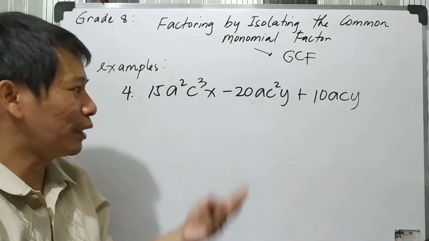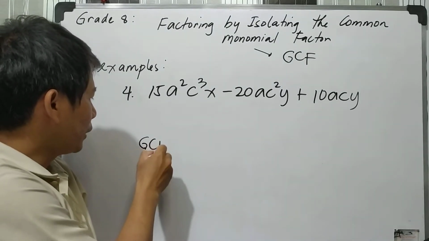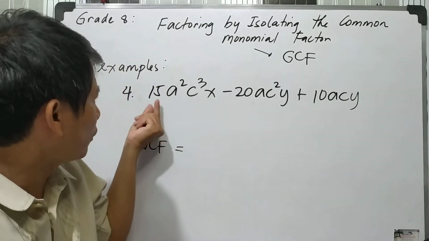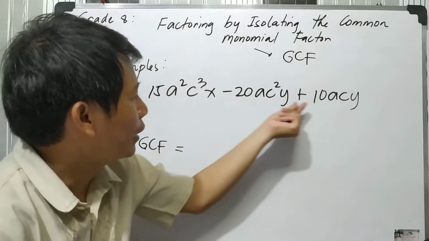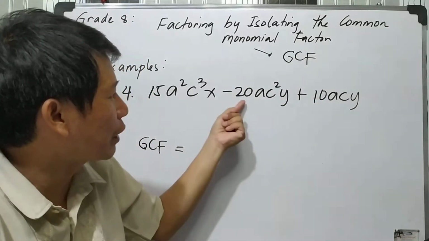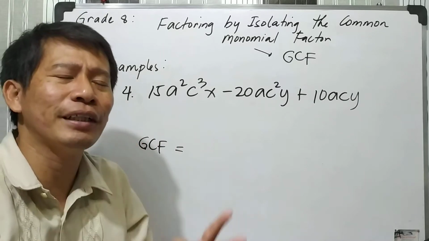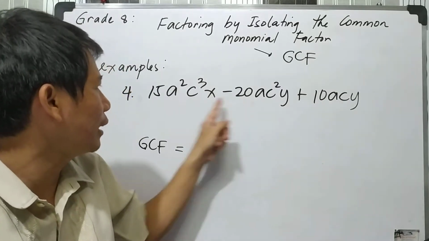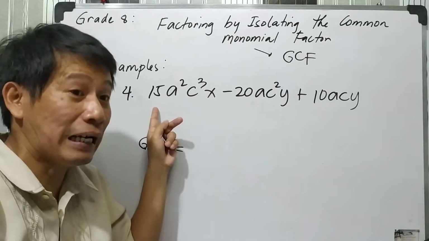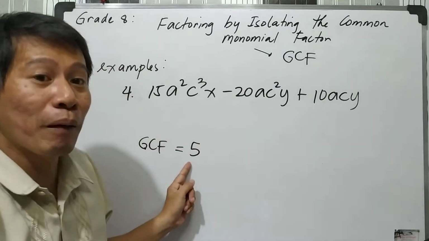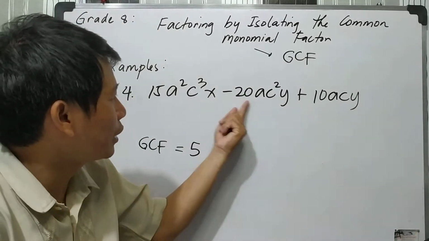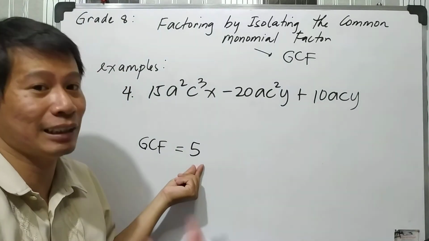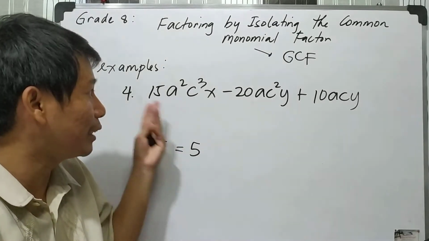Ganun pa din. By GCF, ang gagawin natin is we will find first the GCF. Simple lang. Tingnan muna natin yung mga constants. Meron tayo dito 15, 20, 10. Ano yung GCF nung tatlong ito? In other words, ano yung largest number na divisible itong tatlong to? By inspection, madali lang. The answer is 5. Kung mapapansin nyo kasi, lahat sila, 15, 20, tsaka 10, are all divisible by 5. So, that's the GCF, the largest number that divides these three numbers.